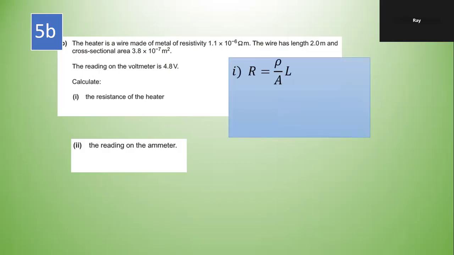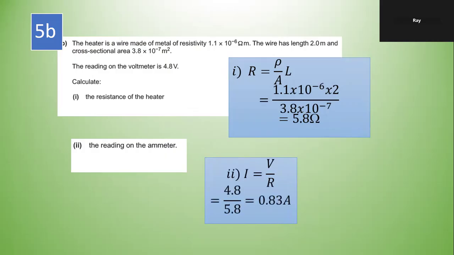Always use the resistivity formula. Can you calculate the reading of the ammeter? V equals IR. So, I is 4.8 over R. Can? Yes, can. Any comment or anything to clarify?